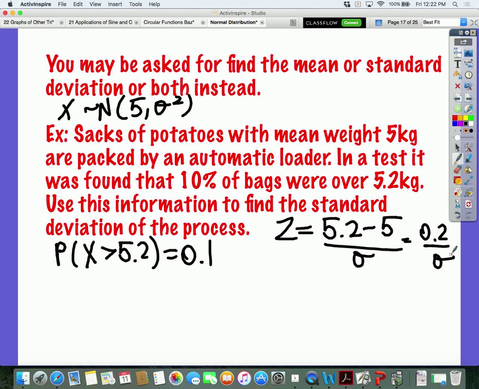We can use that now to figure a few things out. So we're going to change this to a standard normal distribution. I'm going to replace X with Z. And now, instead of writing 5.2, I'm going to write what I have over there: 0.2 over sigma equals 0.1. All right?